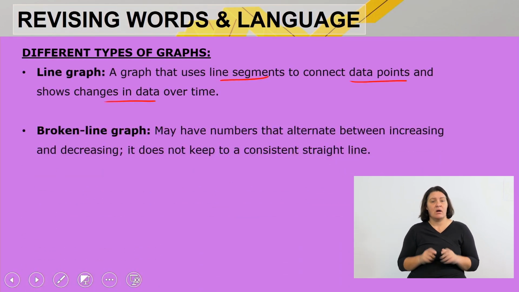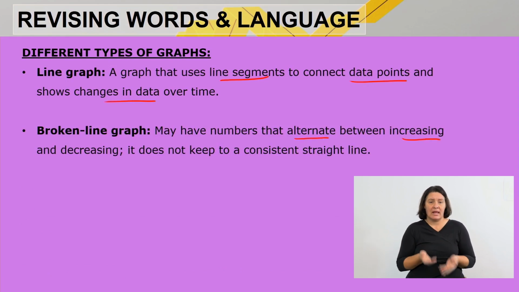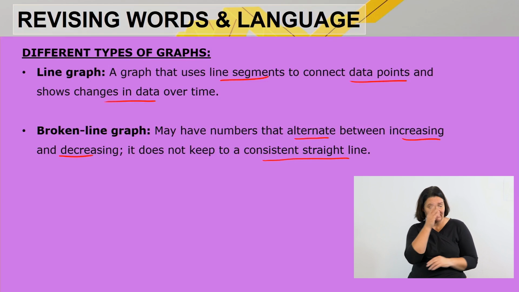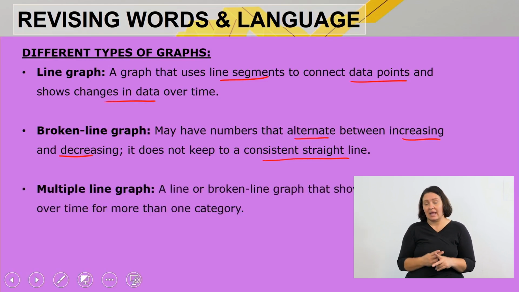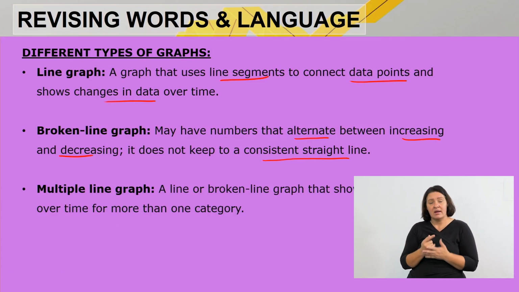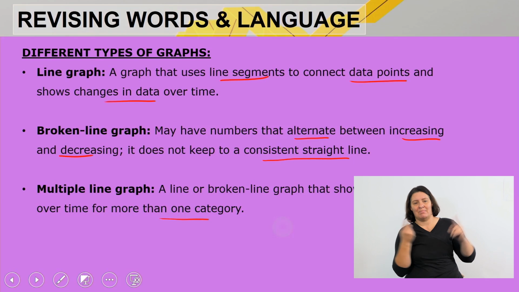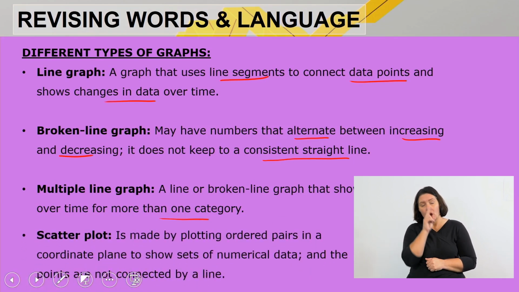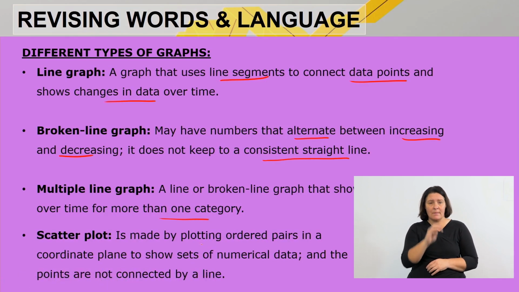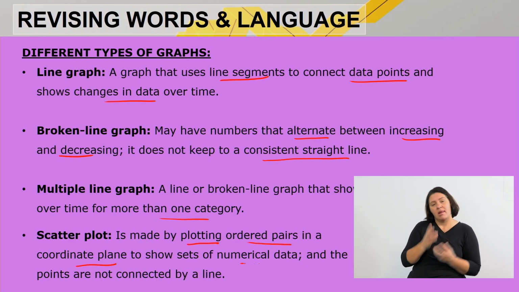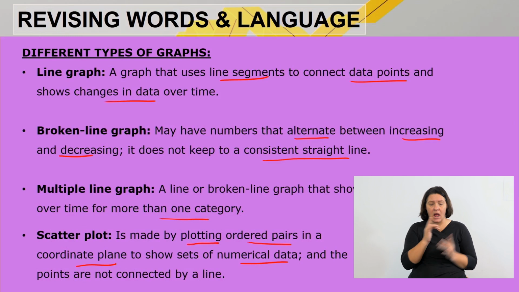Then we also have what we call a broken line graph. It may have numbers that alternate, they change between increasing and decreasing, and it does not keep a consistent straight line. So I want you to take note of the two points here. Then I also indicate a multiple line graph. It's either a line or a broken line graph that shows changes in data over time for more than one category. That's where the word multiple is coming from. Then, looking at the next one, scatter plots. A scatter plot is made up of plotting ordered pairs in a coordinate plane to show sets of numerical data, and the points are not connected by a line.